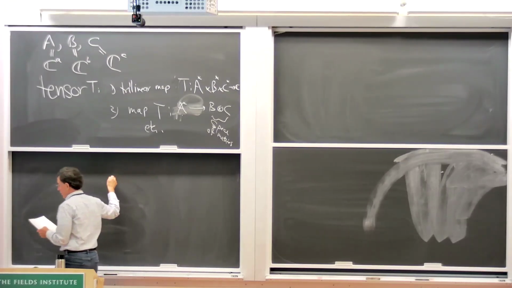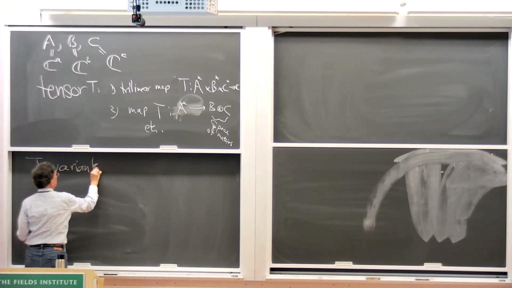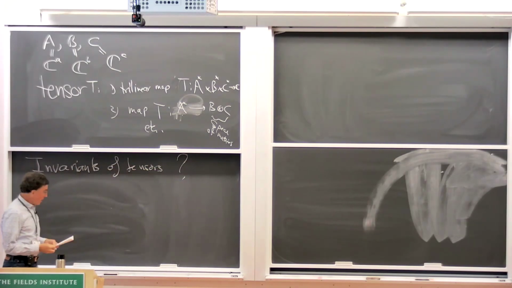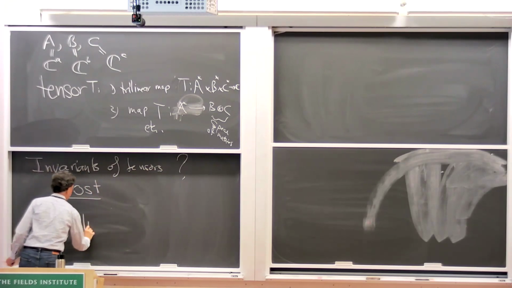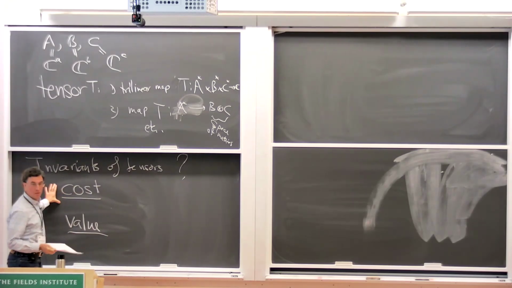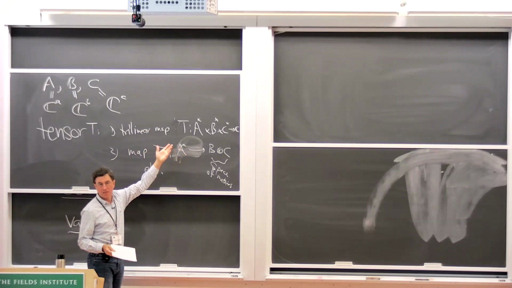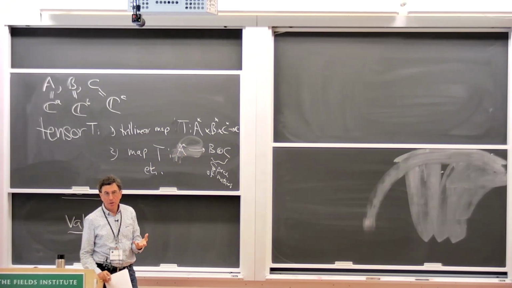And there's been a lot of ongoing work to study invariants of tensors. Specifically, I want to group them into two types, cost and value. So cost is rather easy to describe intuitively. We could think of this as a trilinear map. It eats three vectors, spits out a number. How much work do I need to do to compute that?